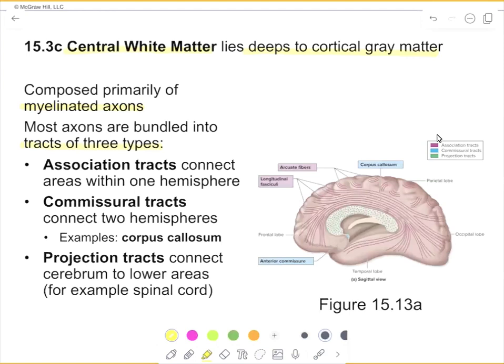The three examples are association tracts, and they are within one hemisphere. So we can see association tracts as these two different examples. You don't need to know the names of them, just know what an association tract is. The commissural tracts connect two hemispheres, and the example of this would be the corpus callosum. So you should know that specific name. The third example of a tract would be a projection tract, and it connects the cerebrum to lower areas, for example, the spinal cord.